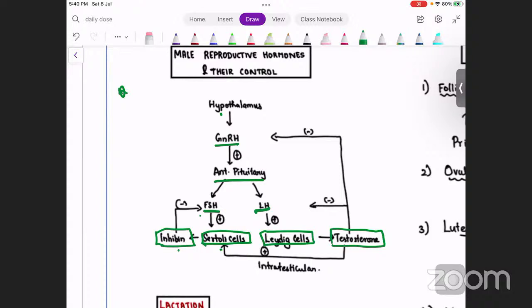Remember, Sertoli cells secrete inhibin, Leydig cells secrete testosterone. You have to remember these two things at least. And Sertoli cells are stimulated by FSH, while Leydig cells are stimulated by LH. You have to remember that.